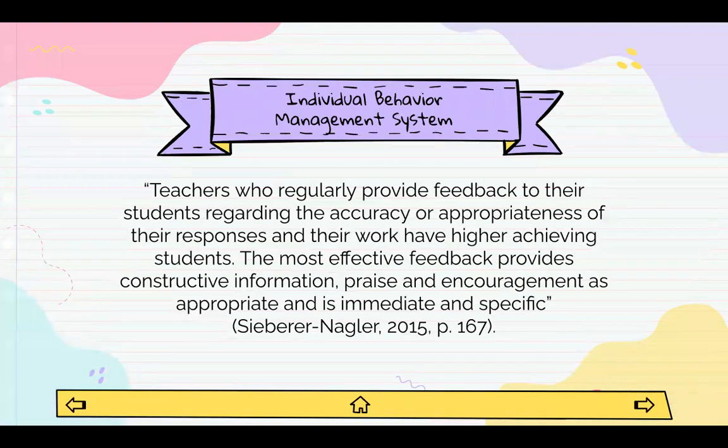So, moving on from a whole class behavior management system to individual, it is important to establish clear expectations and positive reinforcement for individual students. This may be something that all students can work toward individually or can be implemented for specific students that may be having challenging behaviors that need extra support.